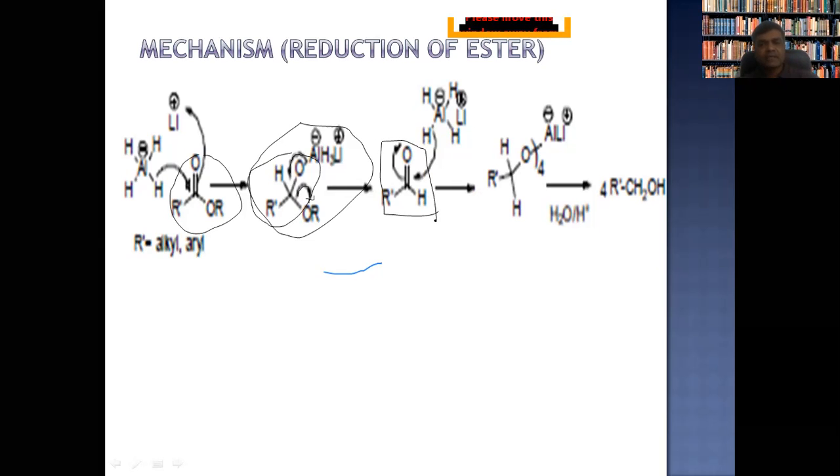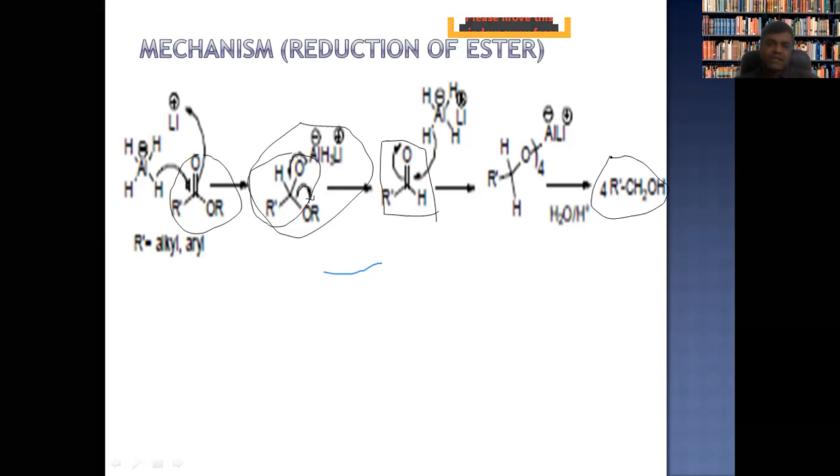Is it reduction? Yes, it is a reduction because there is a removal of oxygen. In ester, 2 oxygen atoms are there. In aldehyde, only 1 oxygen is there. So that is a reduction. Now, a second molecule of lithium aluminum hydride comes into play, and as I told you in the previous slide, the mechanism will be the same. That aldehyde molecule will be converted to primary alcohol. You can write the mechanism.